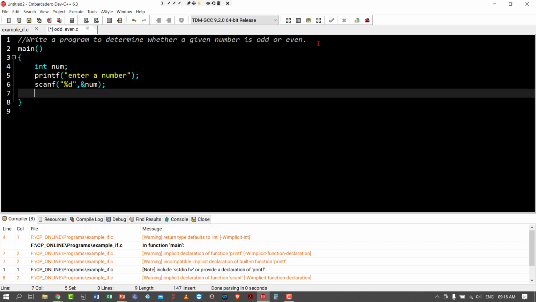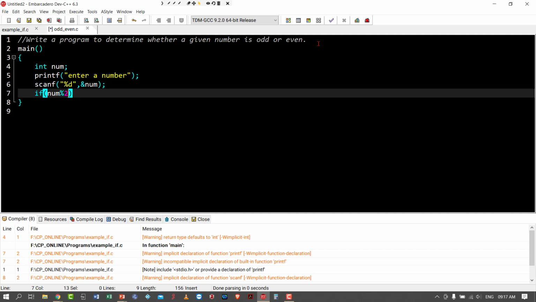Okay. So how to find the remainder in a C program? Which operator? Yes, mod operator. The mod operator is used to find the remainder. So here, num mod 2 means that the number will be divided by 2 and the remainder will be returned. The remainder obtained while dividing that number by 2 is num mod 2. So I have to compare whether it is equal to 0.